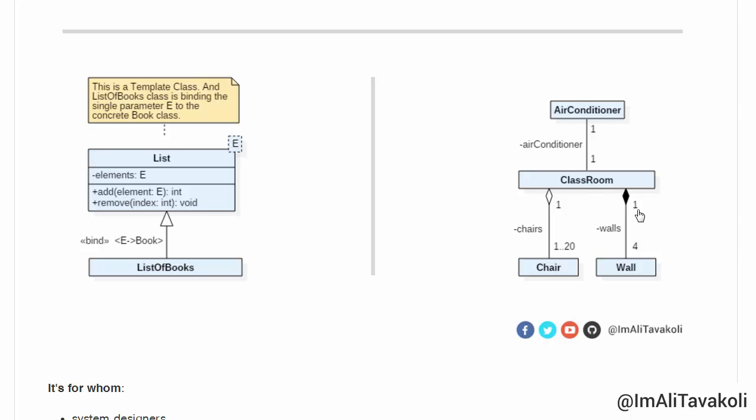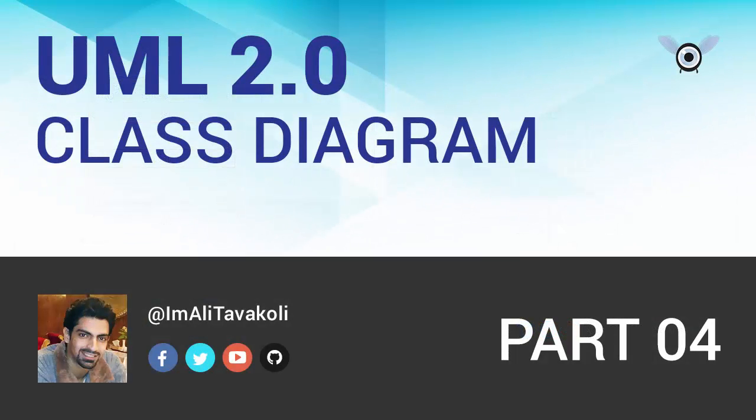And the classroom has a one-to-one relationship with the air conditioner. An air conditioner has one classroom, and a classroom has only one air conditioner. And that's all there is to the class diagram.